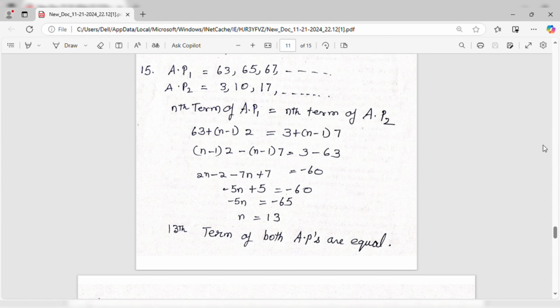So AP1 is 63, 65, 67 and AP2 is 3, 10, 17. So the nth term of AP1 would be 63 plus n minus 1 into 2, and the nth term of AP2 would be 3 plus n minus 1 into 7. After solving this, we will get n as 13. So we can say that the 13th terms of both APs are equal.